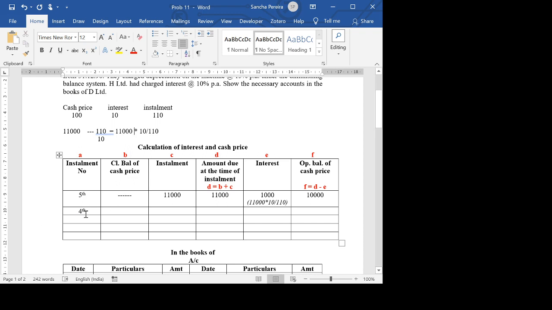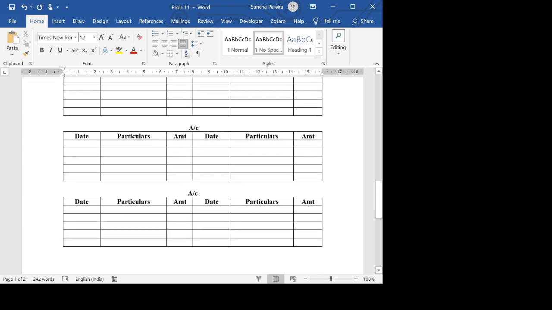Now, we are moving backward. The closing balance of the fourth year. How will you get the closing balance of the cash price in the fourth year? What will it be? Quick. What will be the closing balance of the cash price? Look here. Let's look at this table now.